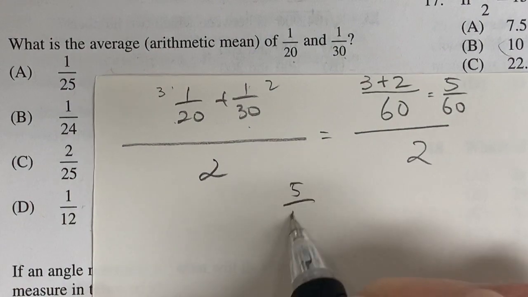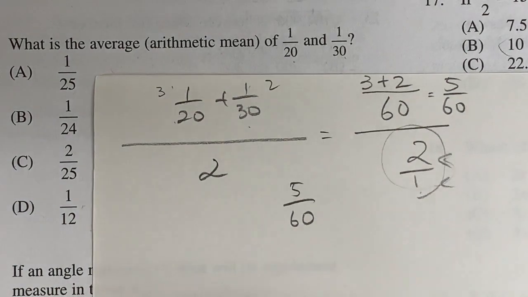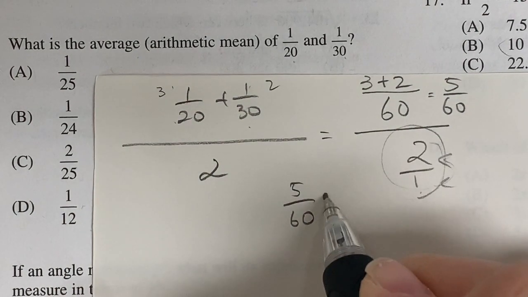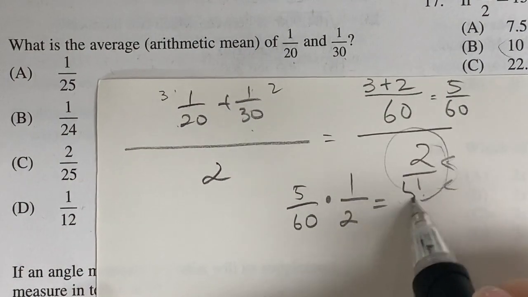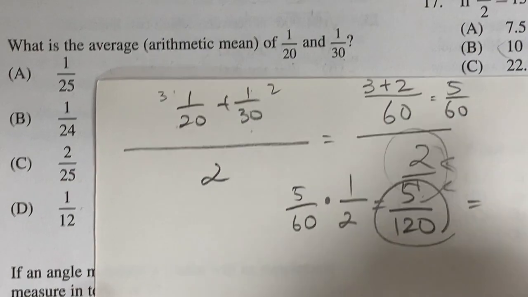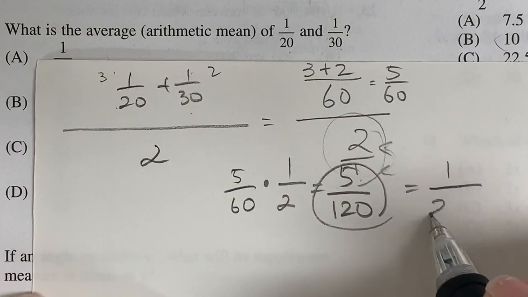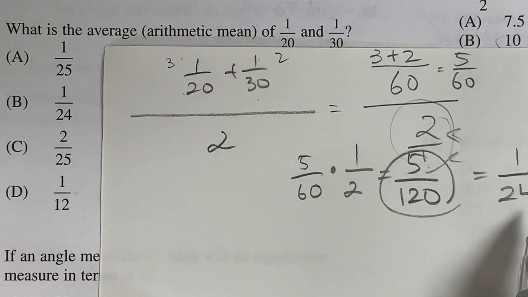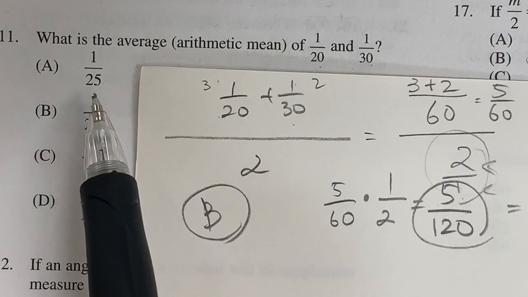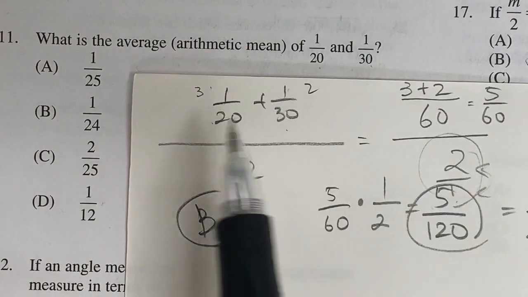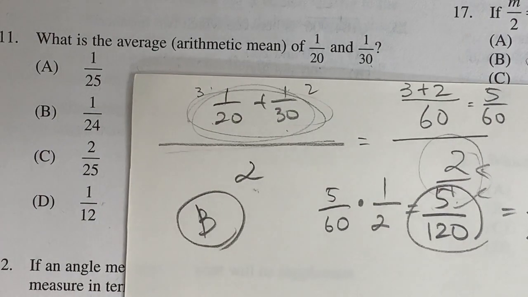So once I have 5 over 60, once you have 2 over 1 here in the denominator, remember that you have to flip the denominator when you're dividing. So this is multiplying 1 over 2. Okay, so this is going to be 5 over 120. I'm going to simplify both by 5, 1 over 24. So the answer here should be 1 over 24, which is B. Don't fall for the trap of answer choice A. Whenever you do the average question, you always have to add these numbers and divide by the number of terms.